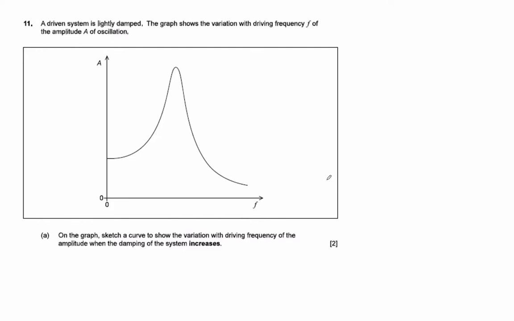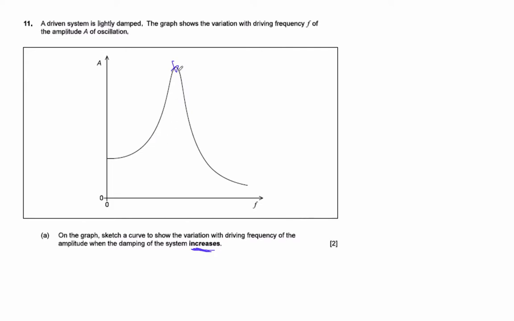Driven system is lightly damped. The graph shows the variation of the driving frequency against the amplitude of oscillation. So here's our resonant frequency like that. And what they say is show what this curve would look like if we increased the damping force.